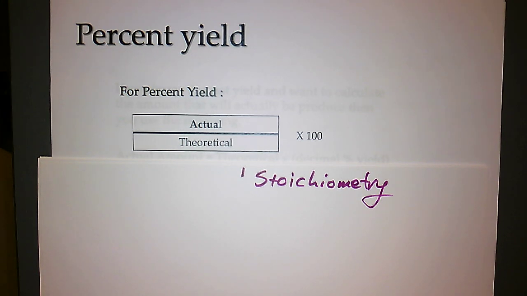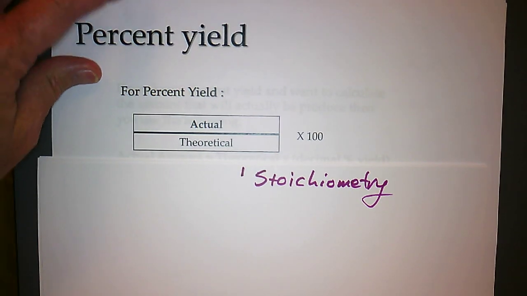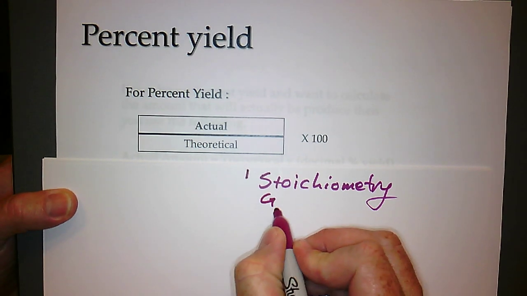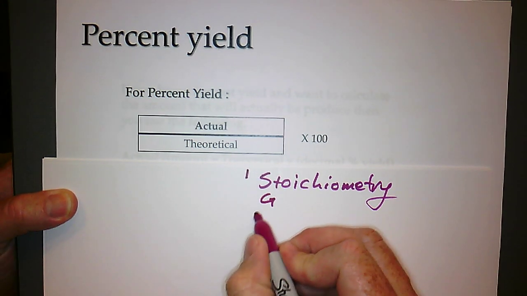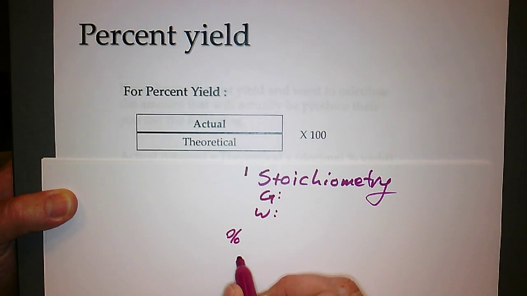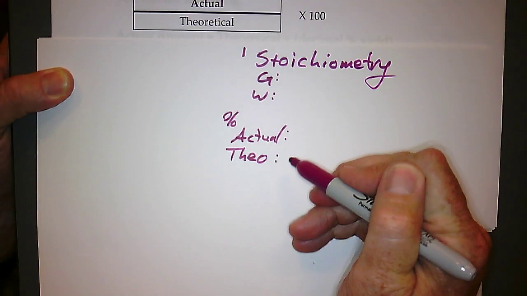And the other is if you're a company, you're wanting to maximize your profits, right? You don't want to waste stuff. Okay? So, like we talked about with stoichiometry, remember I always had you write down your given and what you want. Okay? When we're doing percent yield with stoichiometry, we want to have our actual, which will be given, and our theoretical. Okay? All right? They could give you both of these.